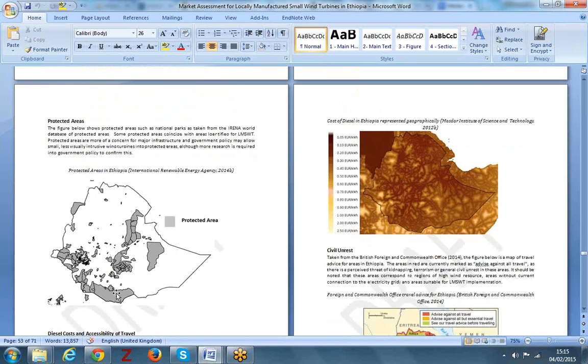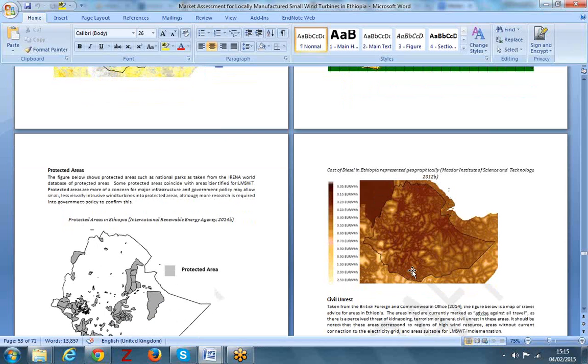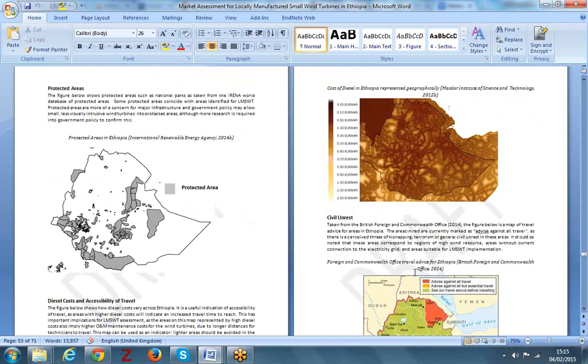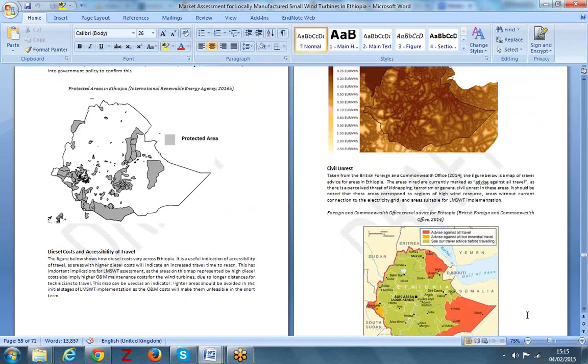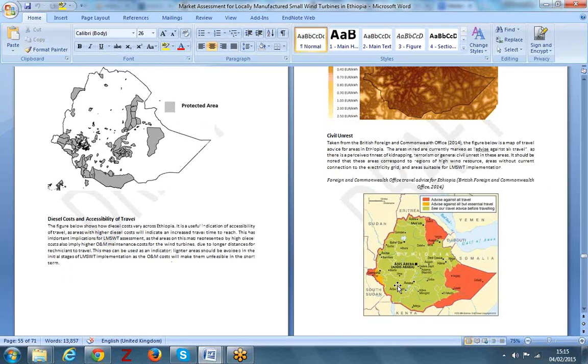Other things to consider are any protected areas, which is more a consideration for big wind, but you can't really install wind turbines in protected areas. This graph shows the diesel costs, which is an indication of transportation costs and travel, which is important for the operation and maintenance. And the last one, the travel safety and danger, and the big red is the areas against all travel, and the big areas of red correspond to big areas of wind, but are currently unsafe to travel.